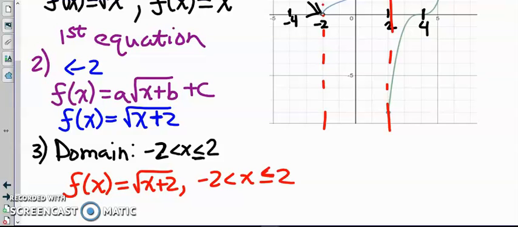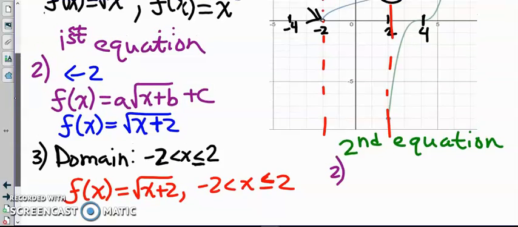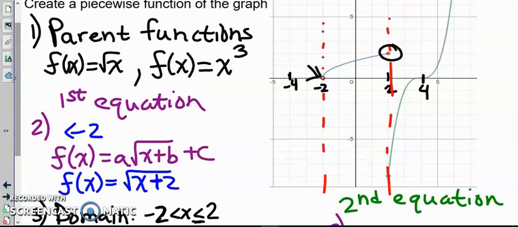All right, so we have that. Wonderful. All right, so then let's go to equation 2, the second equation. For our second equation, we're going to go ahead and start with step 2 again, and look at the transformations happening with our second function, which is our cubic function. So I'm going to get rid of this part here. We don't need that.